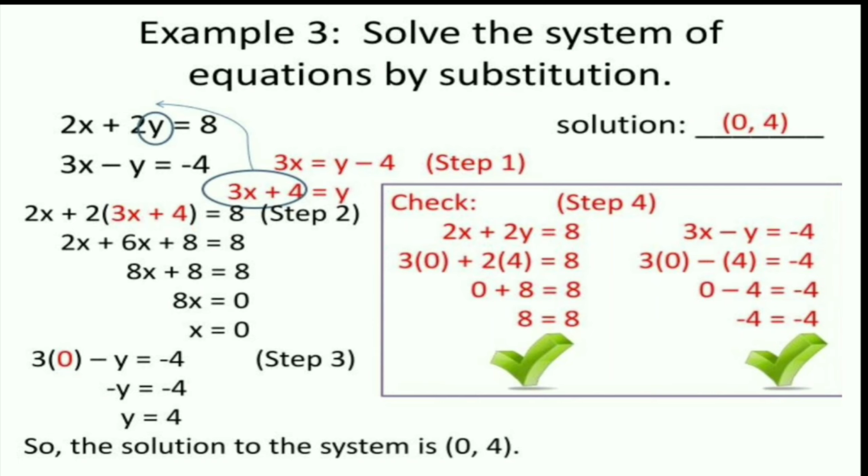Now we need to multiply by 2. 6x plus 8, 6x plus 2x is 8x. Sorry, 8x plus 8 is equal to 8. Now 8 minus 8 is 0. That's why x is equal to 0. Now we need to put the value of x in any one equation. That's why y is equal to 4. Again we need to check our solutions: we put the values of x and y in both equations and check LHS equal to RHS. Yes, they are coming. That's why our solution is right.